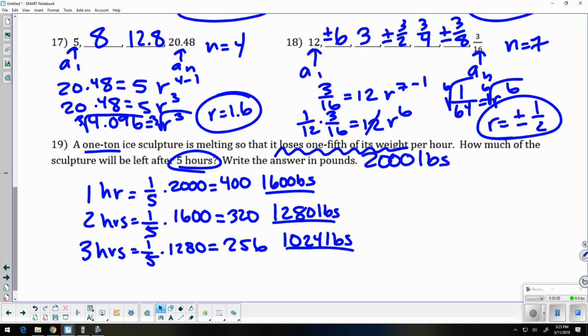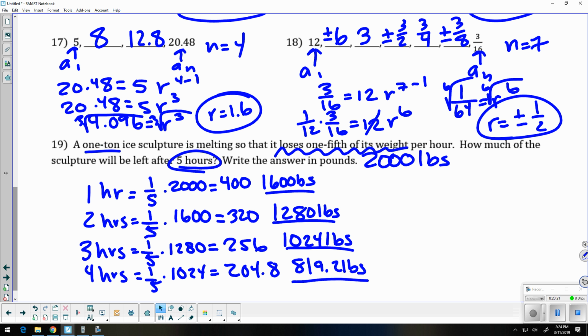So now, next hour, 4 hours. I want to find what's 1/5 of 1024. That should come out to 204.8. So now subtracting that from 1024, now we're at 819.2 pounds.